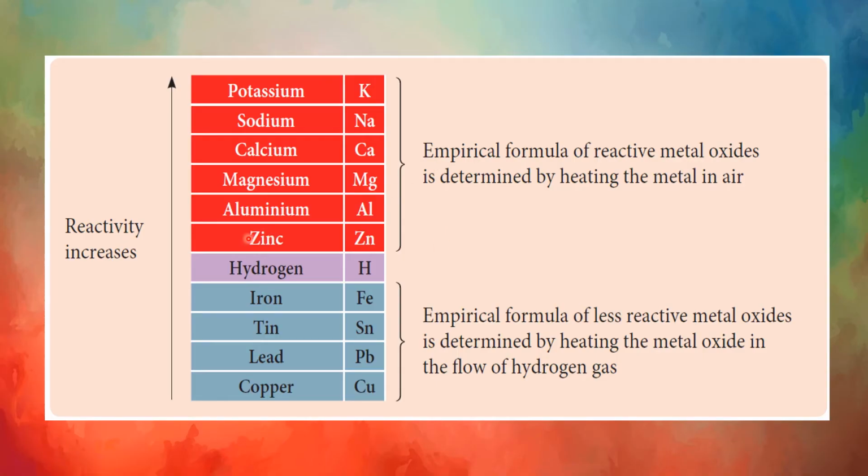So this is the reactivity increases. The red one is the empirical formula of reactive metal oxides, which is determined by heating the metal in air. Down here, the empirical formula of less reactive metal oxides is determined by heating the metal oxide in a flow of hydrogen gas.